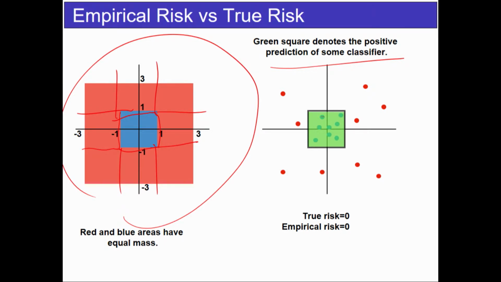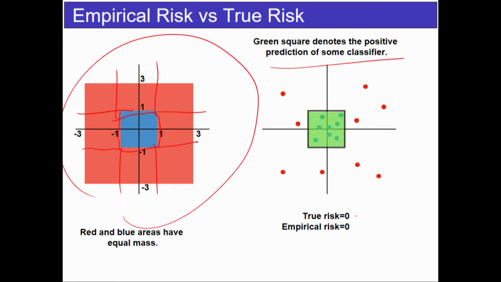Okay, so the green area is showing the positive prediction of some classifier. And this is really the best classifier that you can hope for, right? If you can get this classifier, then you are done. That's golden, right? So that has a true risk of 0. What I mean by true risk is basically what percentage of the samples this classifier would get correctly. This would get 100% of the samples correctly.